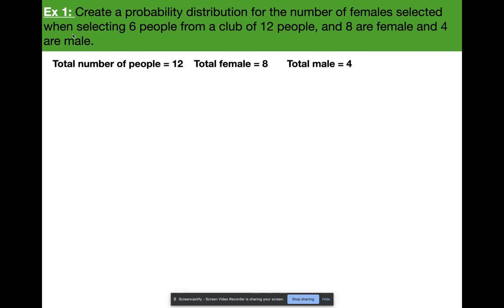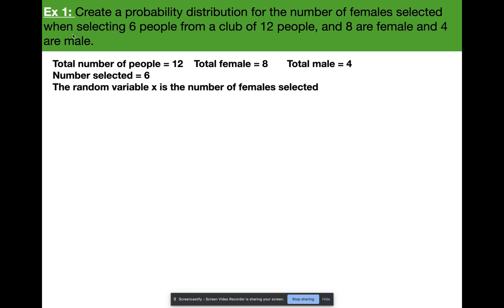Again, when it's a hypergeometric distribution, you'll be given all these totals, whereas with binomial distribution, we were given more probabilities. Okay? The number selected is 6. And the random variable x is the number of females selected. Again, we're going to assume that once we select a person, we're not putting that person back in the club and then possibly reselecting them. Imagine you're just selecting 6 people all at once.